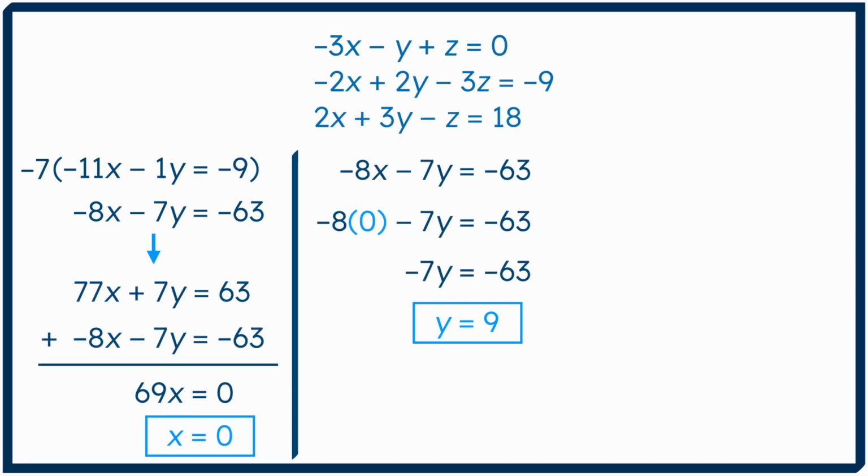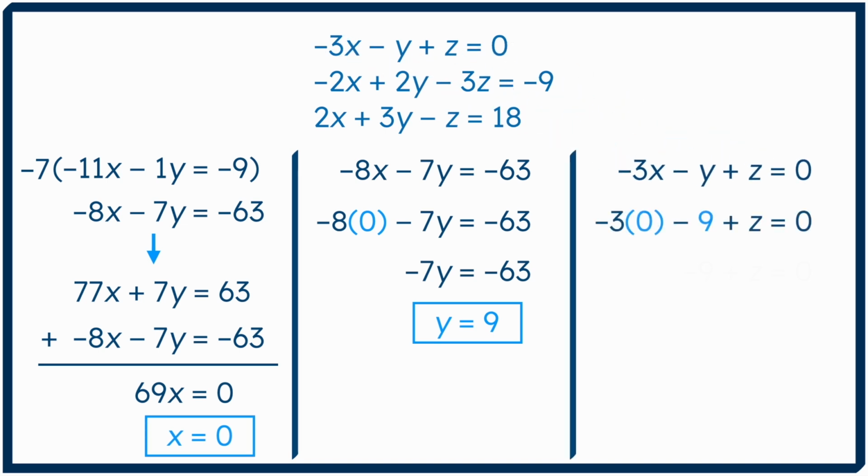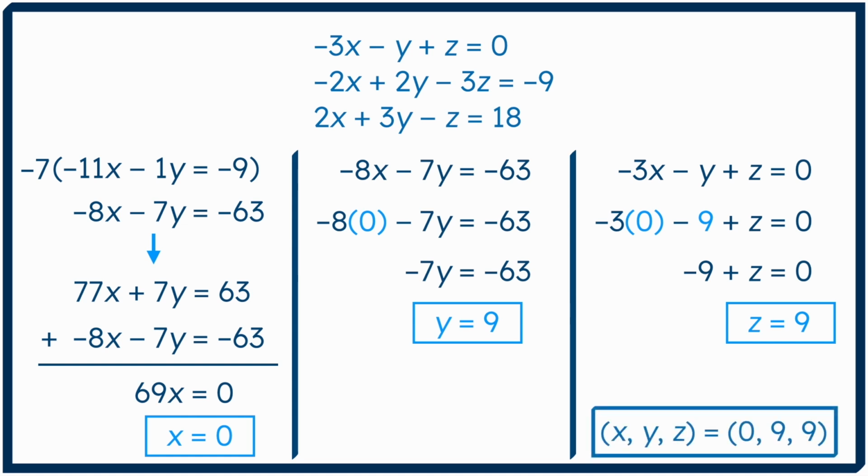To find the value of our final variable z, we can substitute 0 for x and 9 for y into any of our three variable equations and solve. Let's use the first one. We'll substitute the values and simplify to find that -9 plus z equals 0. And when we add 9 to both sides, we can see that z equals 9 as well. Nice work! So the solution to this system of three equations is the three-dimensional point with coordinates 0, 9, 9.